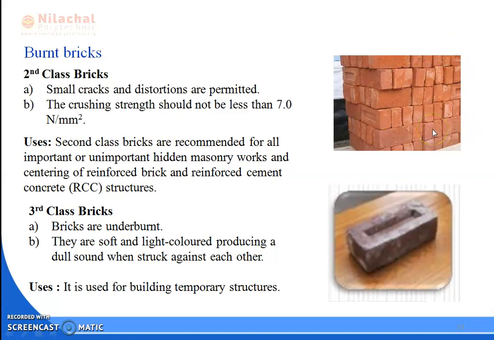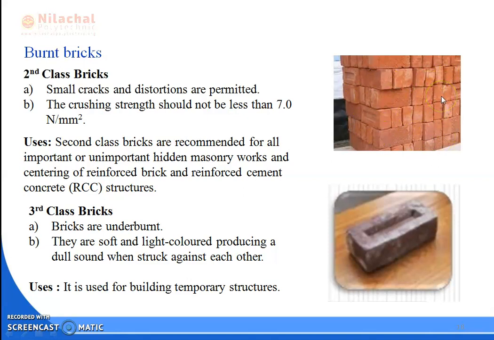So in second class brick, its use is recommended for important or unimportant hidden masonry works and centering of reinforced brick and reinforced cement concrete structures. So you can see the second class bricks are all reddish in color, red in color.